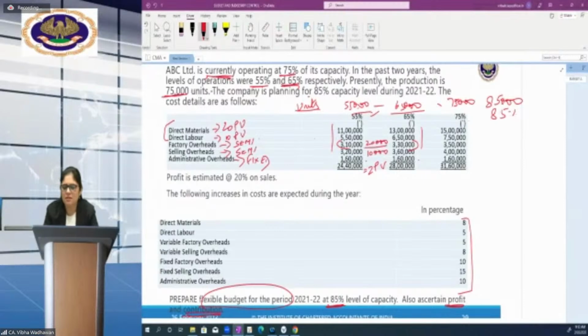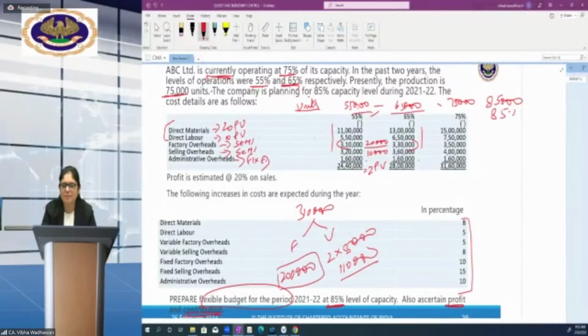So just split the 3,10,000 between fixed and variable. Variable is 2 per unit. So 2 into 55,000, 1,10,000. So out of 3,10,000, 1,10,000 is variable. 2 lakh has to be fixed. So in the semi-variable proportion, out of 3,10,000, 1,10,000 is variable and 2 lakh is fixed.